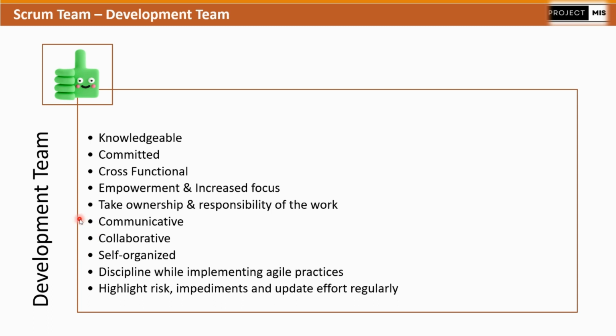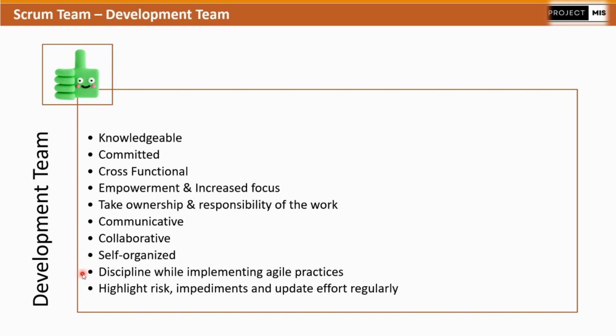They have to be very communicative. The more communication we do, the lesser risk we have. They have to be collaborative. Definitely, the Scrum team is a self-managed team, and without collaboration, a self-managed, cross-functional team cannot work together. Collaboration is the key aspect of the development team. They are self-organized. They are able to figure out on their own what work they are supposed to do, what, when, and how.